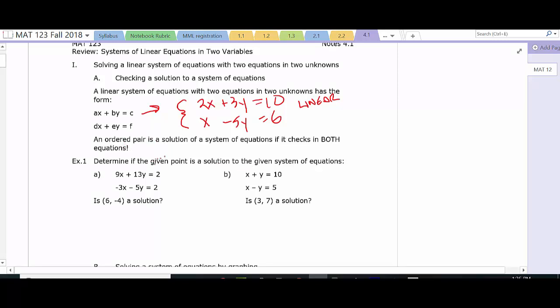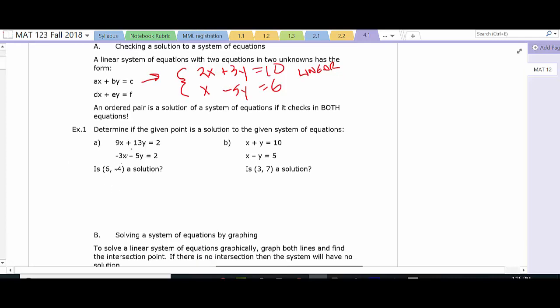All right, so the first thing I want to show you is how you can tell if something's an answer to a system of equations. This first thing is pretty simple. On example one, I've given you this system of equations, and we're going to see if this is the solution or not. Basically, x is 6, y is negative 4. All you have to do is plug that into both equations and see if it works in both.